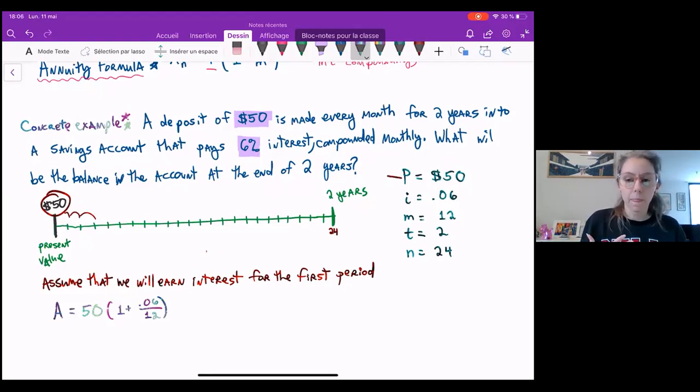And then how many times am I going to be adding this interest? Well, every single time I see a tick up here. So every time I see a tick, I'm doing that again. So that means that I'm going to be compounding interest on this thing 24 times. So this right here is the amount that that first $50 is going to be worth at the end of 2 years.